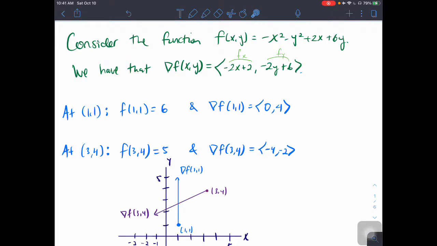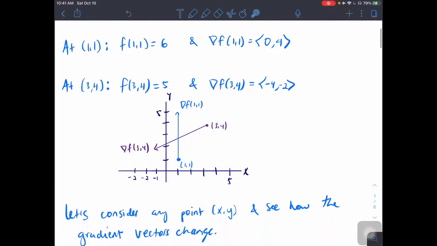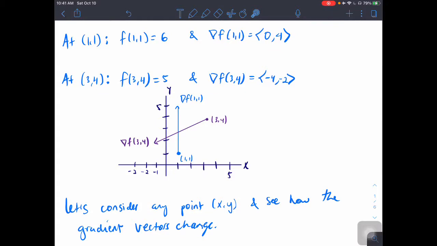And so what I want us to do, our goal is going to be to find maximums and minimums. And since the gradient vector points where your z values increase the fastest or they decrease the fastest, they're going to give us some insight on how to search for these maximums and minimums. And so what I want us to do is I want us to consider a general point x, y, and see how the gradient vectors change depending on what you're plugging them in. So let's do this on GeoGebra with this exact function that we've been playing with.